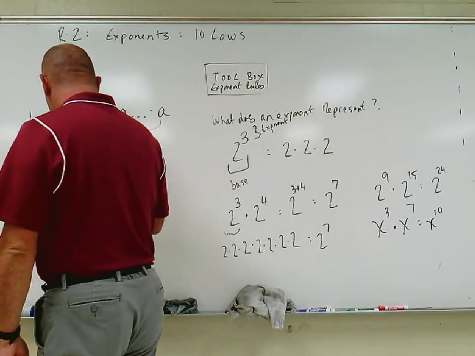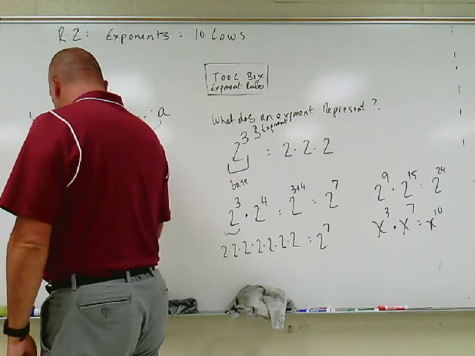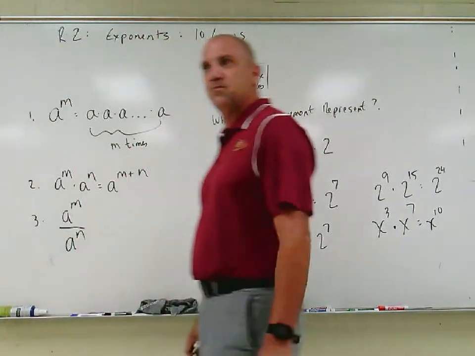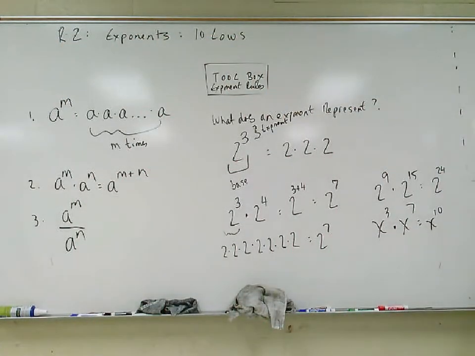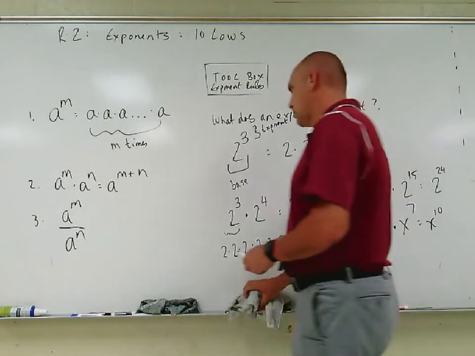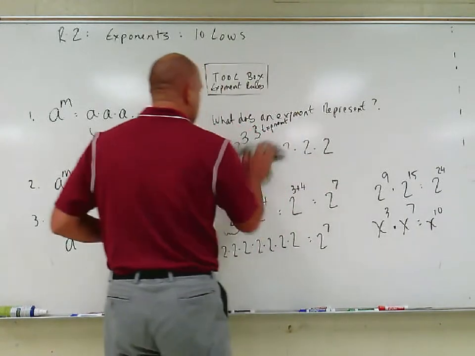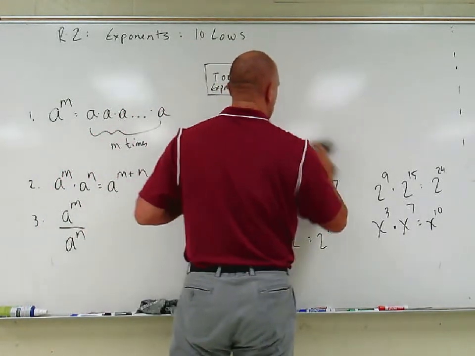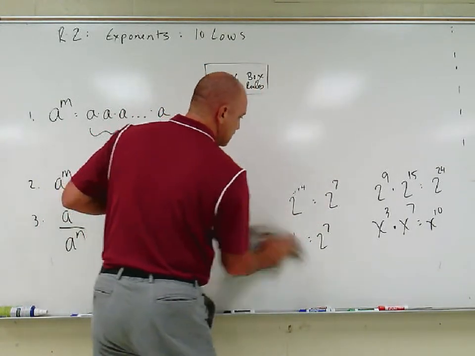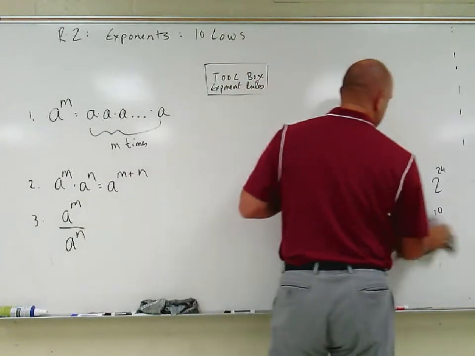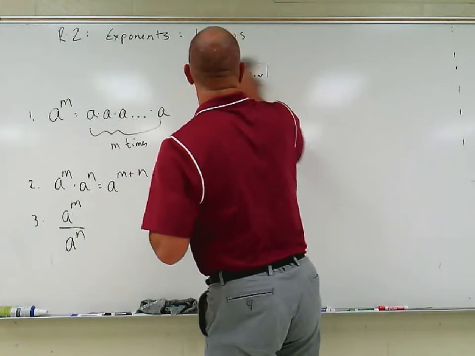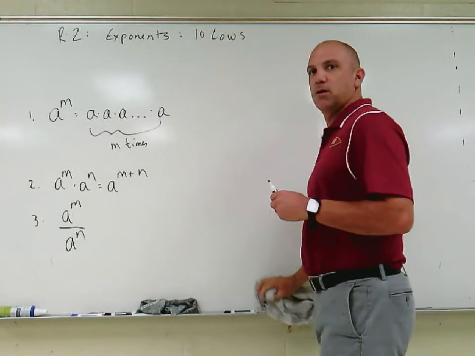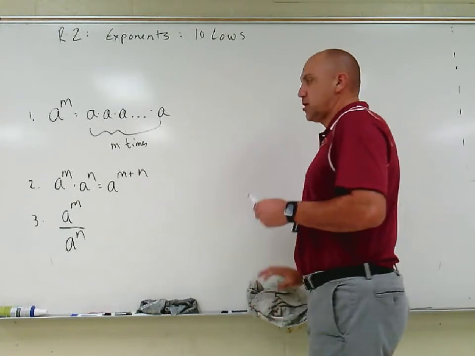All right, the next one deals with division. So what do you think is the rule when you divide and the base is the same? If you multiply and the base is the same, you add exponents. What do you think the rule is when you're dividing and the base is the same? Subtract. So let's look at why it is subtraction, okay?